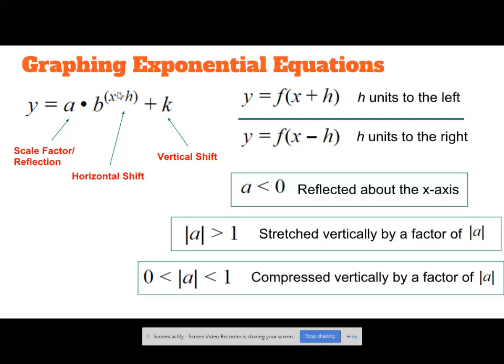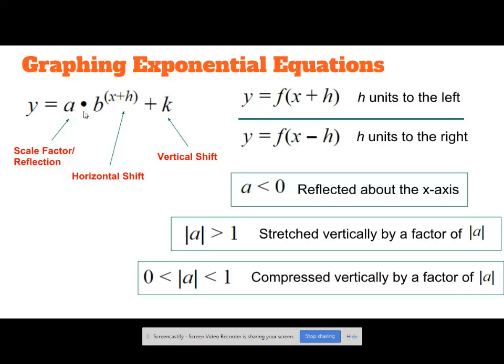The x plus h here within the parentheses. Now this is where the x is in the exponent. The domain is in the exponent, so it's no longer squared. It's not a quadratic, but in this exponential form, x plus h gives us our horizontal shift. Just like before, plus h moves it to the left, minus h moves it to the right.